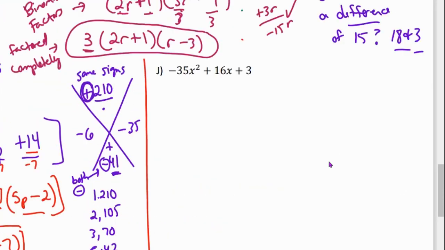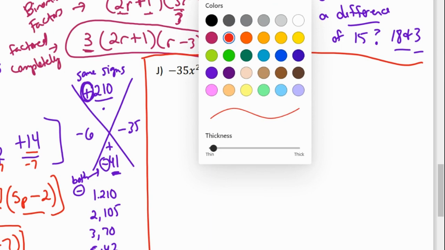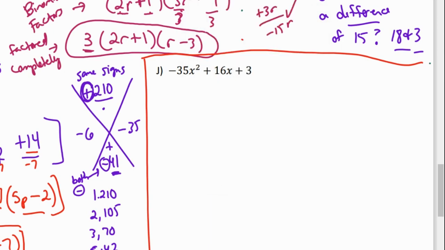All right, so in this next example, if you look at 35, 16, and 3, are there any common factors other than 1 between 35, 16, and 3? No. But what do we never want to have in the front when we're factoring? A negative. So we have to factor out that negative. That's going to make the rest of your factoring process a lot easier. So please factor out that negative.